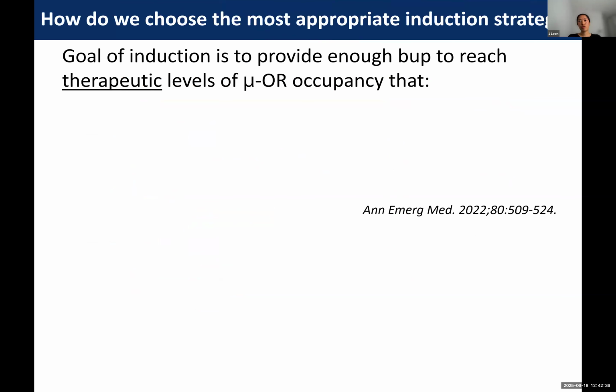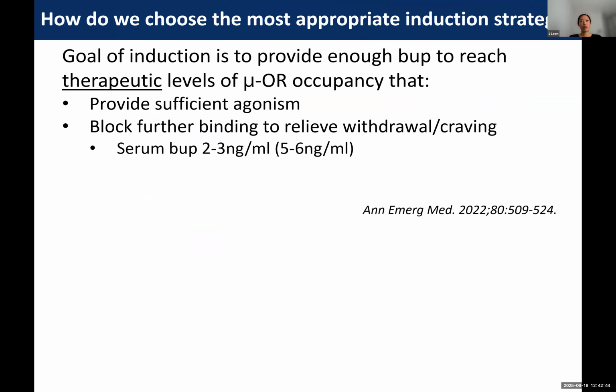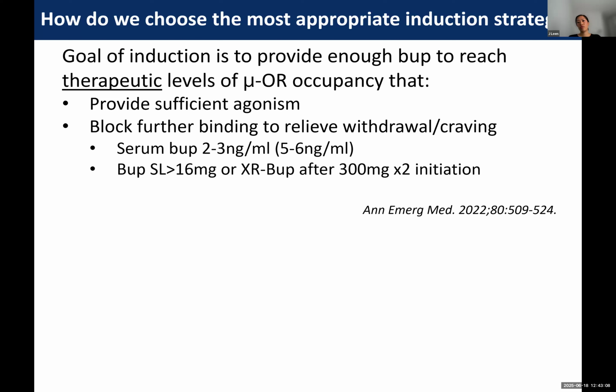So how do we choose the most appropriate induction strategy? We know that the goal of induction is to provide enough buprenorphine so that we can provide enough agonism and block further binding to relieve withdrawals and cravings. We know that that translates into a serum level of at least 2 to 3 nanograms per mil. We can achieve that either by giving patients at least 16 milligrams of sublingual buprenorphine, or after 2 doses of 300 milligrams subcutaneous.